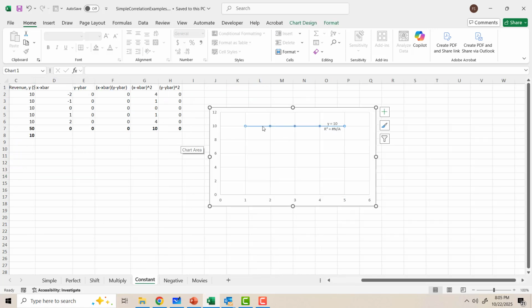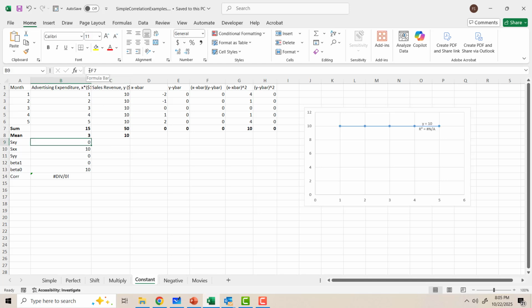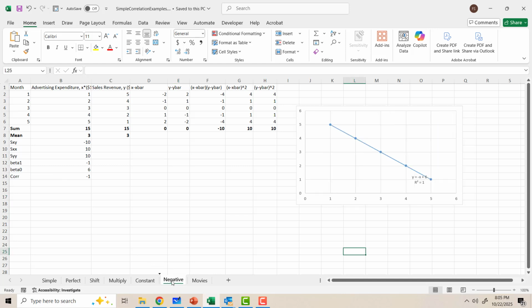Now this one is funny, because we have a straight line here and we actually have an error for the correlation. That's because the sum of squares xy is 0, since y minus y bar is always 0. So the correlation has a divide by 0 on the bottom, and the correlation is actually undefined here. It's not a correlation of 0; it is an undefined correlation. If we had points jumping above and below the line, then we would have a 0 correlation. But here we have an error.